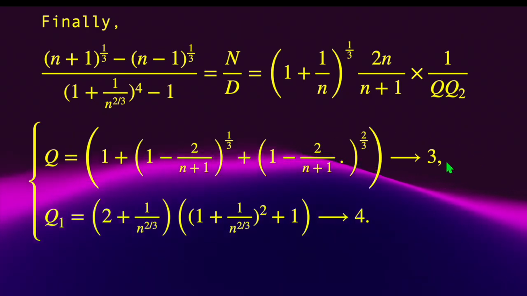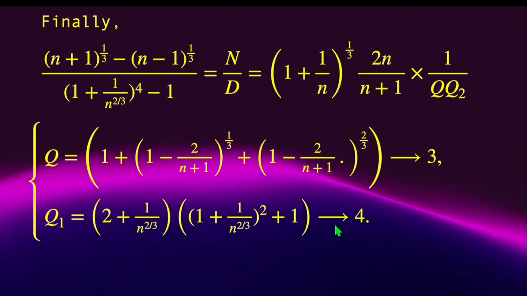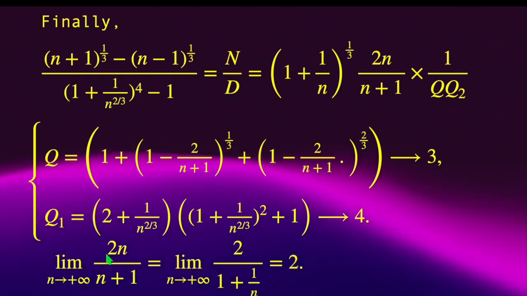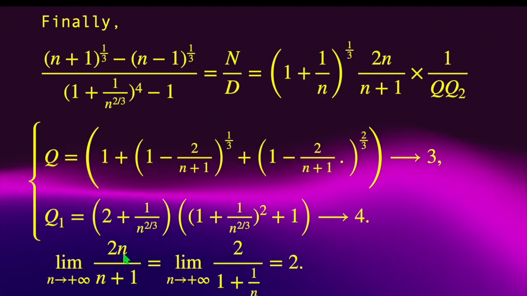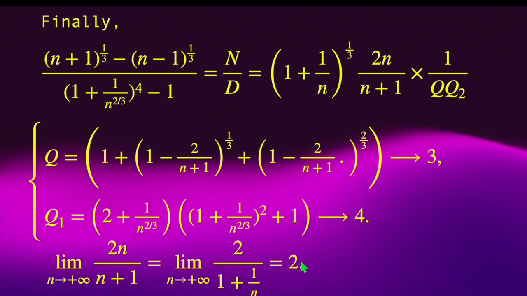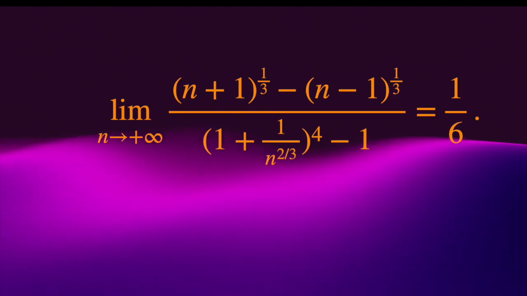q goes to 3, q1 goes to 4 when n goes to infinity, and for the limit of 2n over n plus 1, we can cancel n in both the numerator and denominator and get the limit equal to 2. And we are done, so finally we get that our limit is equal to 1 over 6.